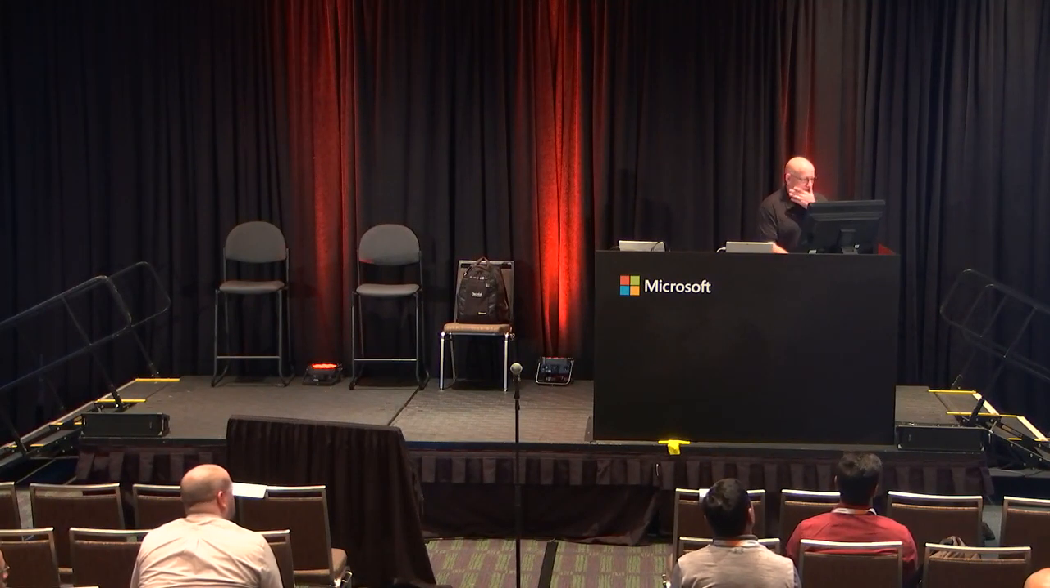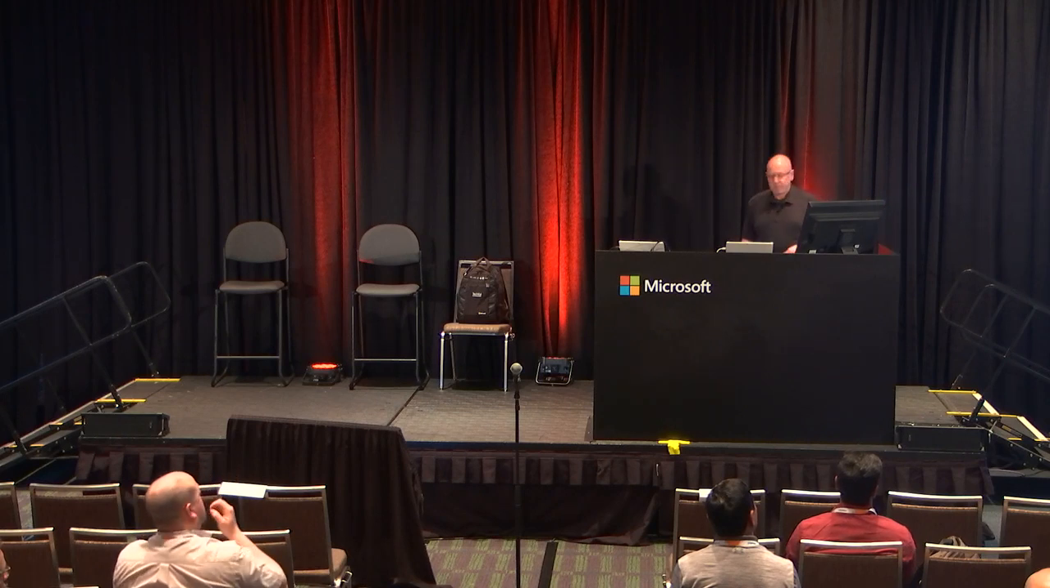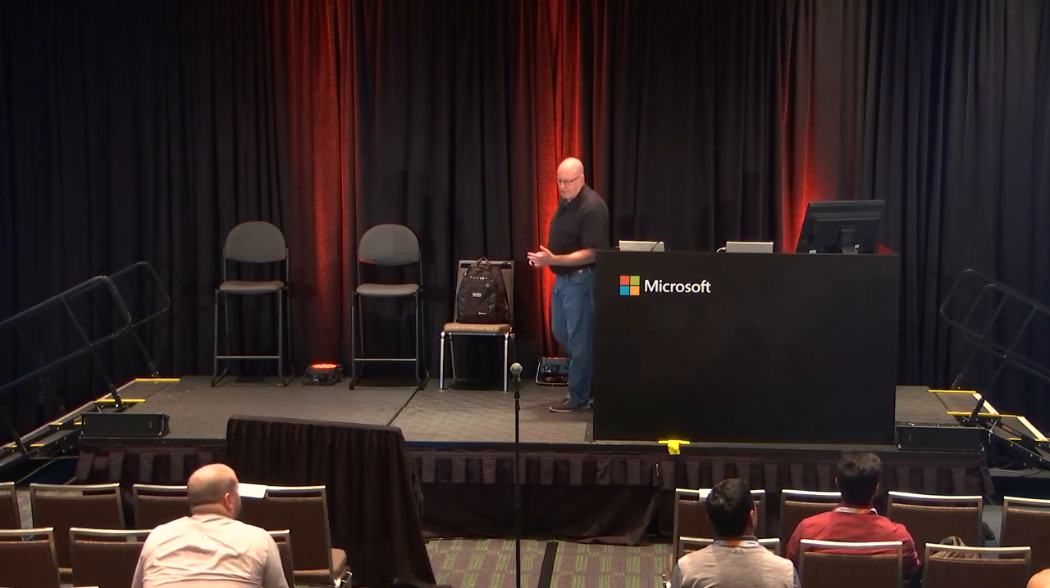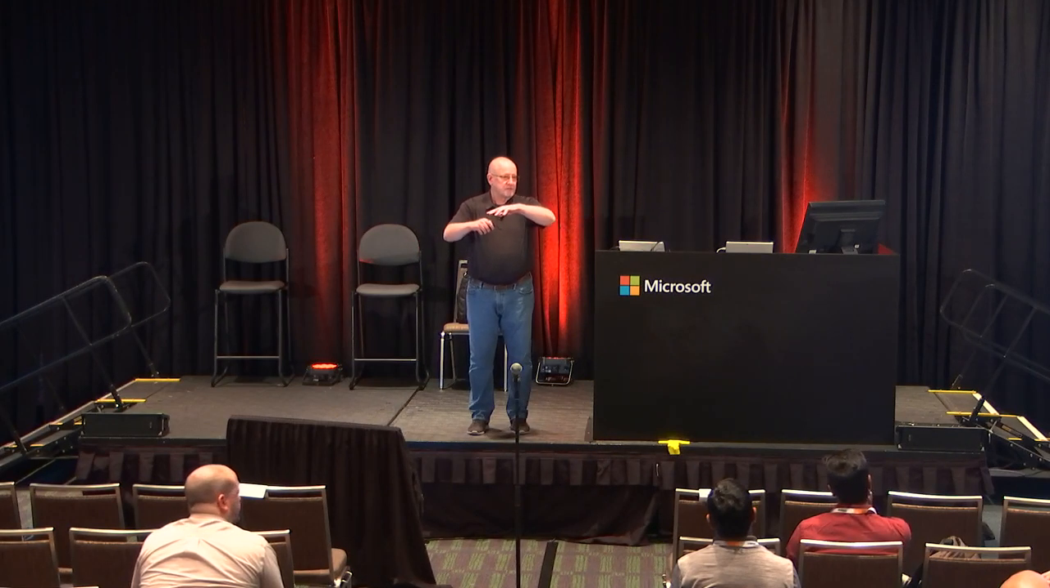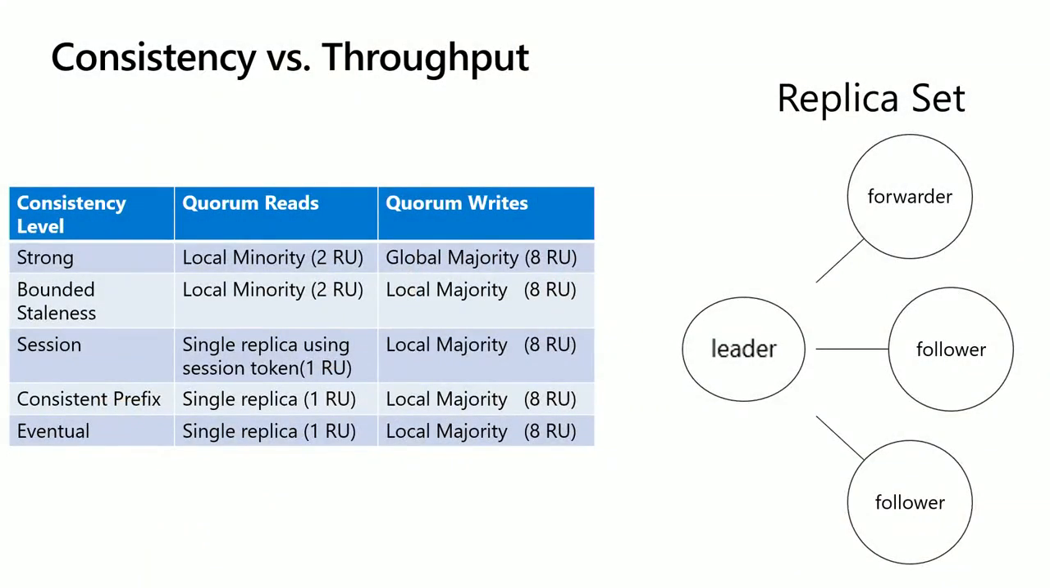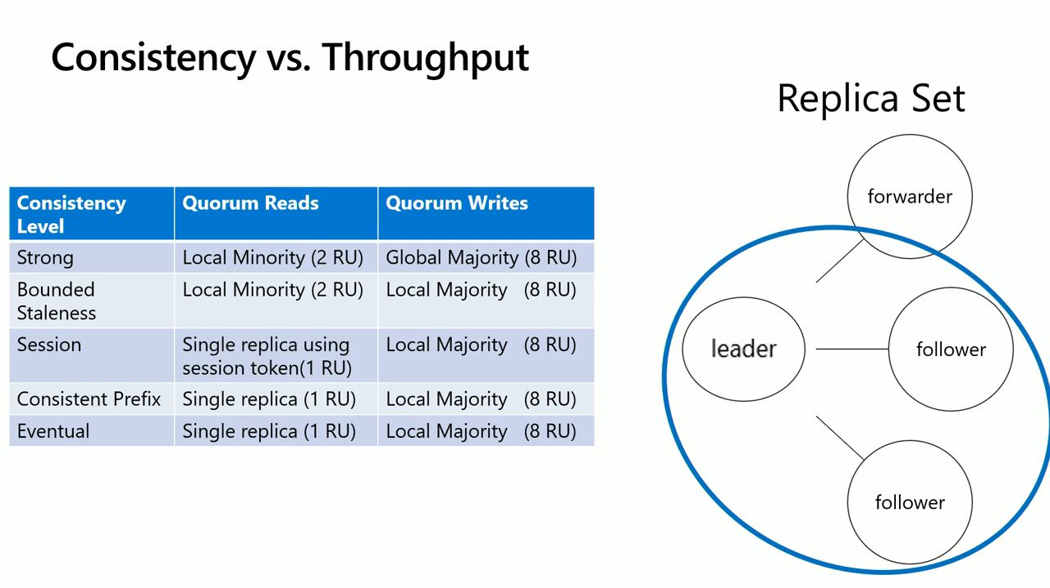Now, another trade-off you have to be aware of is consistency versus throughput. So within Cosmos, we do quorum reads and quorum writes. For a strong level of consistency, the quorum write is what we call a global majority, which means that all of your data needs to be replicated and committed in all of your replicas globally. With a relaxed level of consistency on the write path, you're going to get a local majority. And what that means is on your replica set, and we have 4 copies of your data for every partition within your collections within Cosmos, we're going to write to 3 of those and commit it before we call it committed.